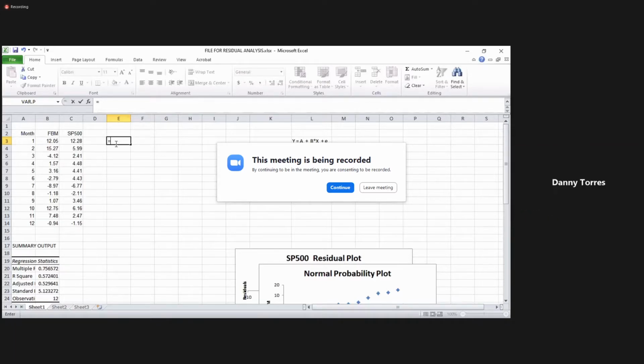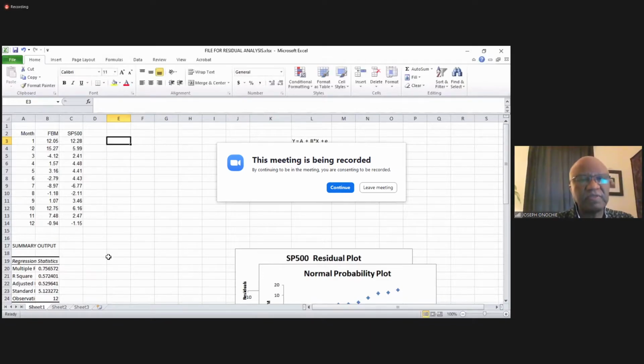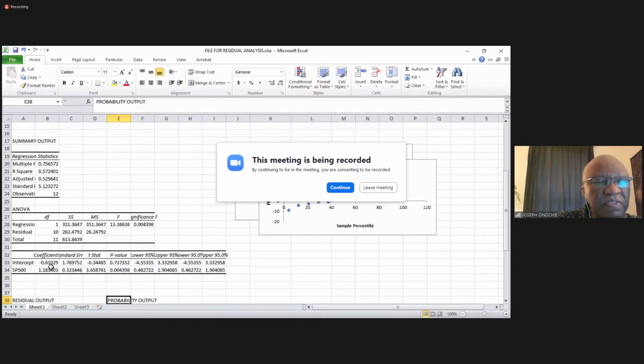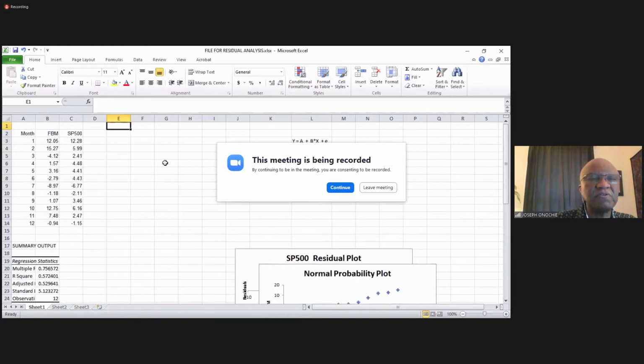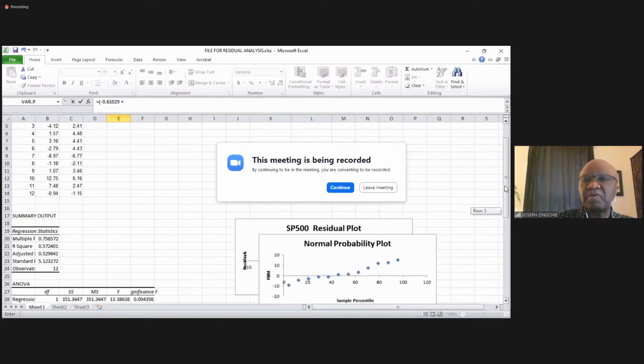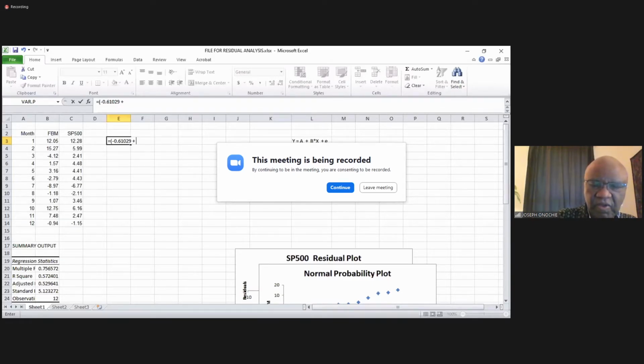What do I want to do now? Equal to, let me use absolute, right? Okay, sorry. Oh God, I'm so terrible. Okay, so let's make it negative 0.61029, okay? I don't want to mess around. So this is equal to parenthesis, negative 0.61029, okay? Plus, all right. Now, what was the slope again? 1.1833403. Okay. Just watch what I'm doing. Plus 1.1833403 times this one.